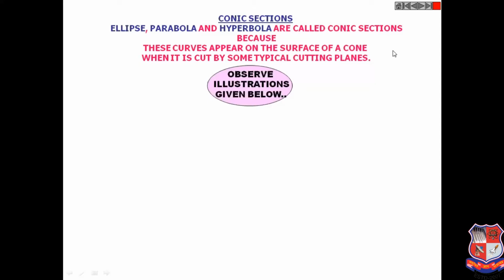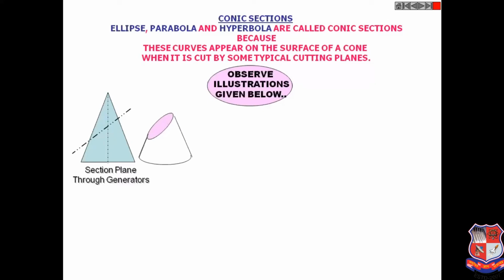First of all, you have to see one triangle, in which the triangle is cut by a section plane. Here you are seeing that this is one triangle, and the triangle is cut by the section plane through the generator. Whenever the triangle is cut by a section plane through the generator, the object obtained is an ellipse. We will see this in this diagram.